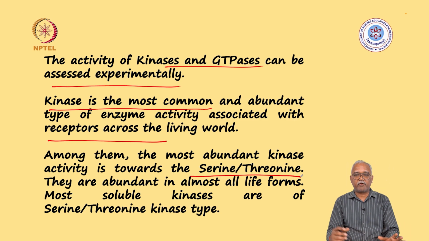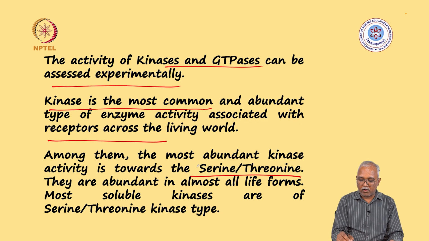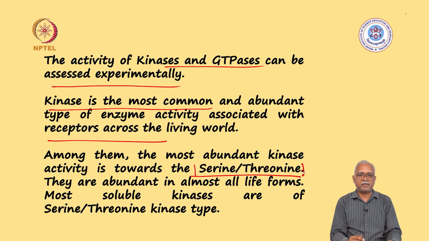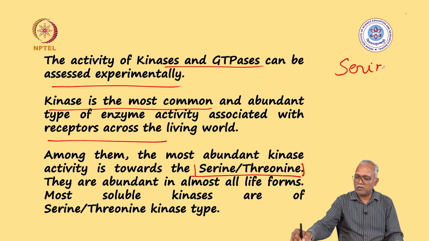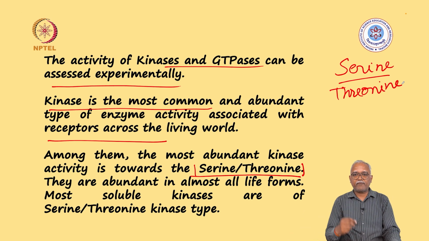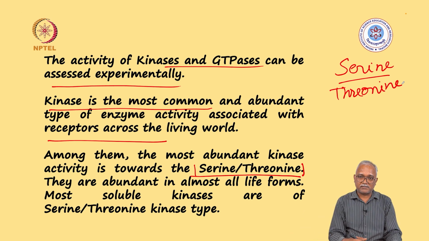Think about any living form, think about the kinase activity. A much bigger fraction of the kinase activity belongs to the serine threonine kinase activity. What it means is that both the serine and threonine can be phosphorylated by the same enzyme. They generally prefer serine or threonine for doing the phosphorylation activity.